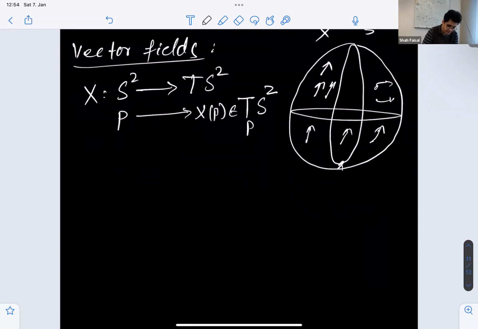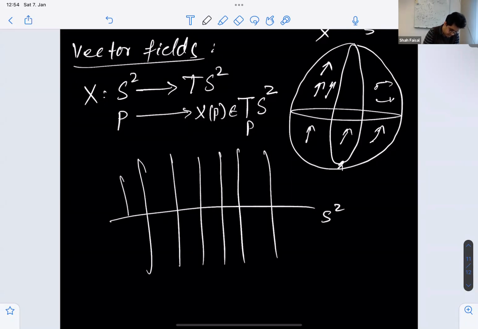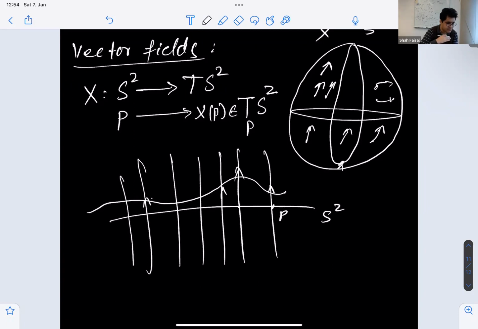In general, if this is my sphere and these are the tangent spaces, then this function takes a point and gives you a vector, then another point gives you another vector. So you can draw it like this. It looks like a section of this vector bundle.